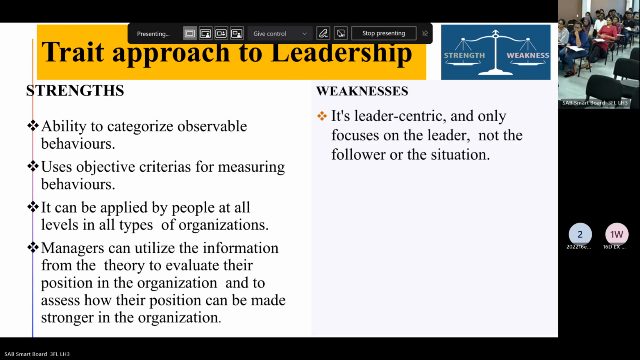Weakness. It only looks at what the leader has, but not what the followers have. Make a note. Is it leader centric? It does not worry about whether a leader alone can do the job. There should also be a capable follower, but it only concentrates on leaders, not on followers. So that's the weakness. Is it clear? If you don't understand, ask me.